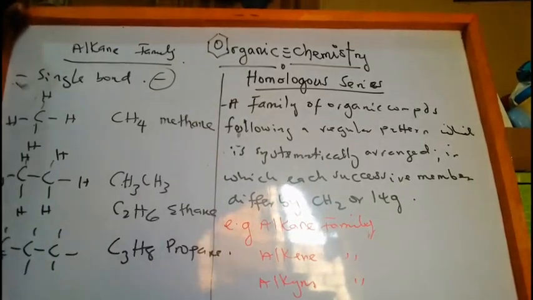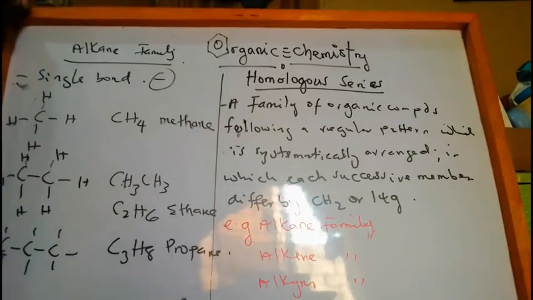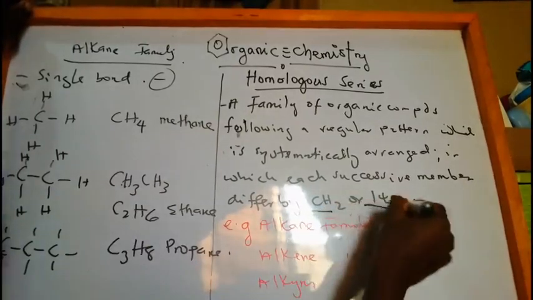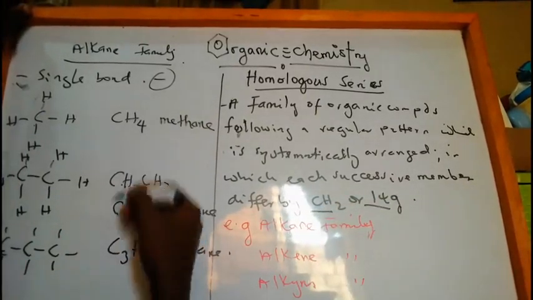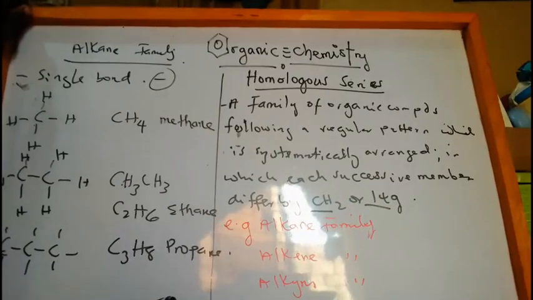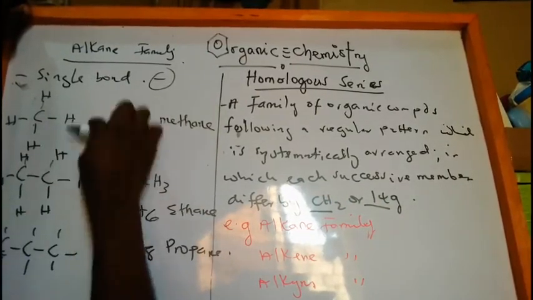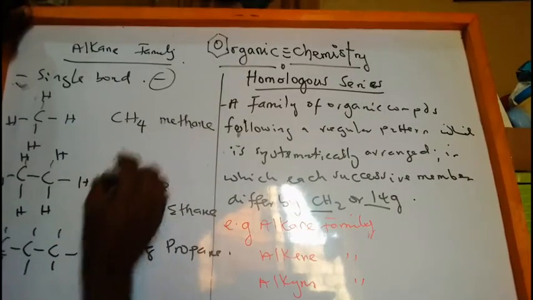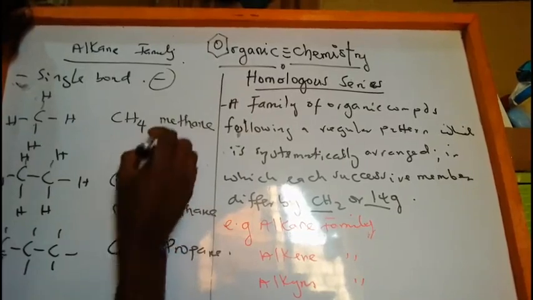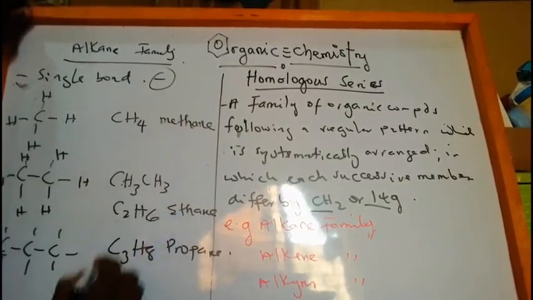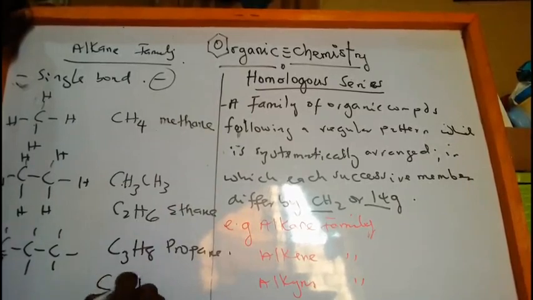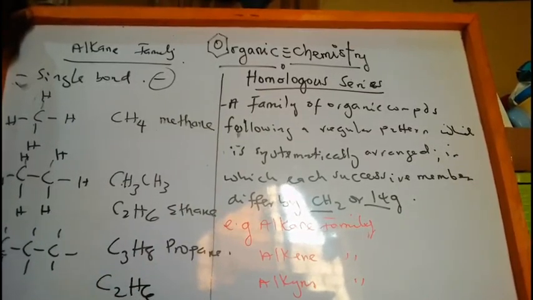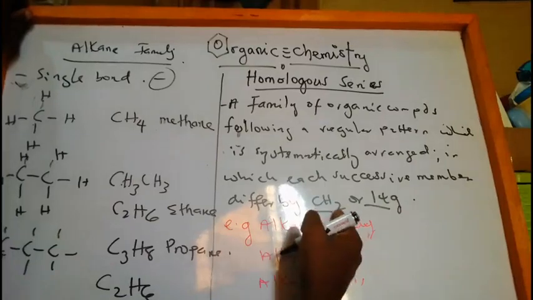So looking at each successive member, you come to realize that each successive member differs by CH2 or 14 grams. And the way they are arranged, they are systematically arranged. They follow a regular pattern. Number 1, number 2, number 3. Let's subtract the first from the second. So C2H6 minus CH4. What is going to be the difference? CH2. So that means the difference between the two is CH2 or 14 grams.